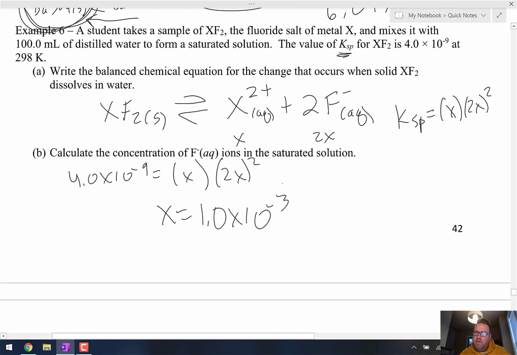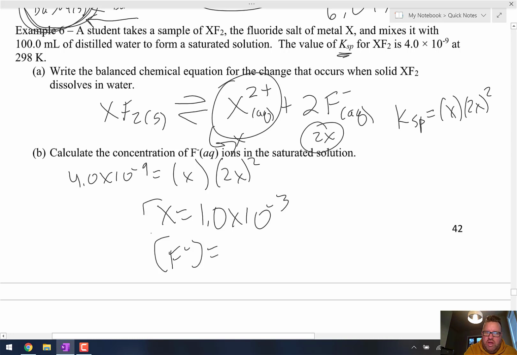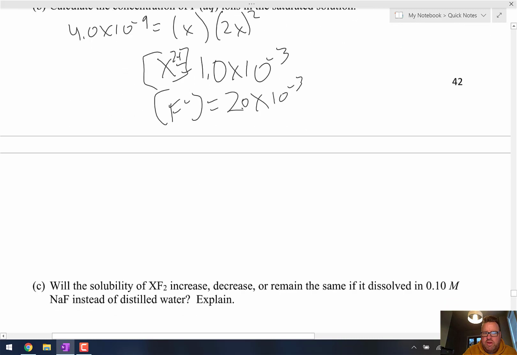Be careful though, that's the X value. That's the concentration of this one. Remember that one's X. Fluoride is 2X. So the fluoride ion concentration is going to equal double that amount, 2.0 times 10 to the minus 3.